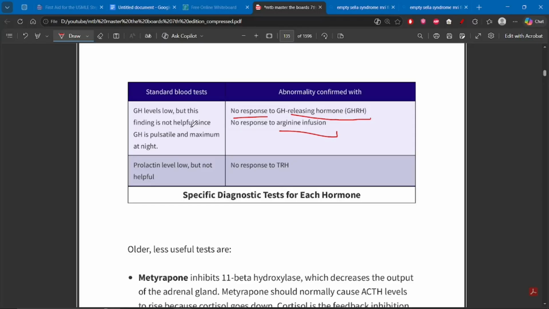And finally, if we test for prolactin, then the level will be low, but it is not helpful because prolactin deficiency doesn't really have a complex treatment. It is confirmed with no response to TRH. So if you give TRH, prolactin levels should increase, but there will be no response.